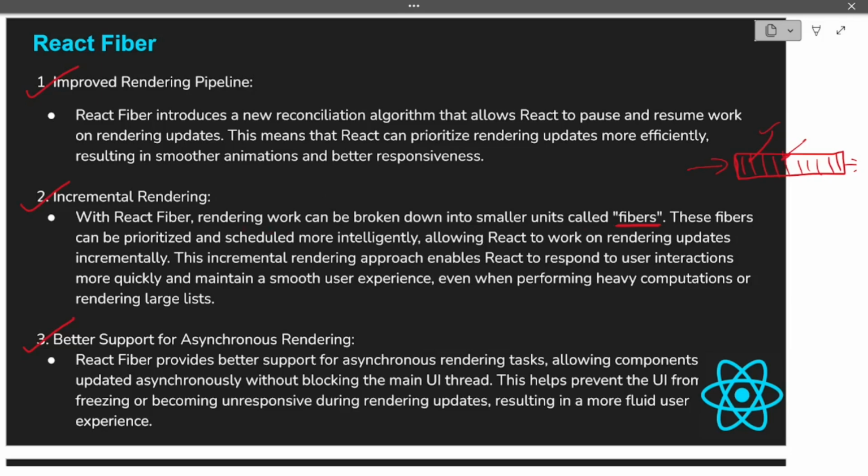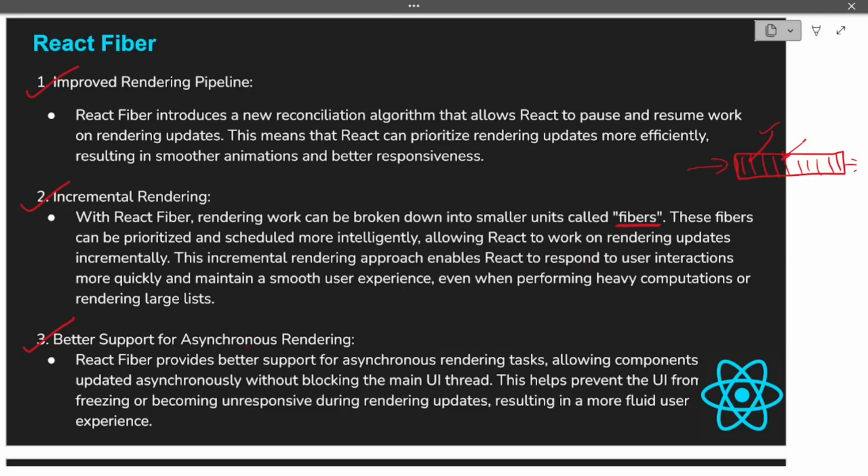So again, you have to understand this: with React Fiber, rendering work can be broken down into smaller units called fibers. These fibers can be prioritized and scheduled more intelligently, allowing React to work on rendering updates incrementally. This incremental rendering approach enables React to respond to user interaction more quickly and maintain a smooth user experience even when performing heavy computation or rendering large lists.